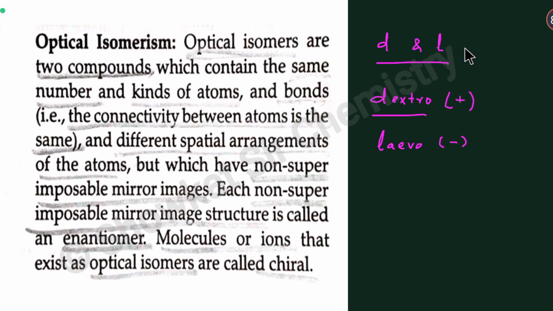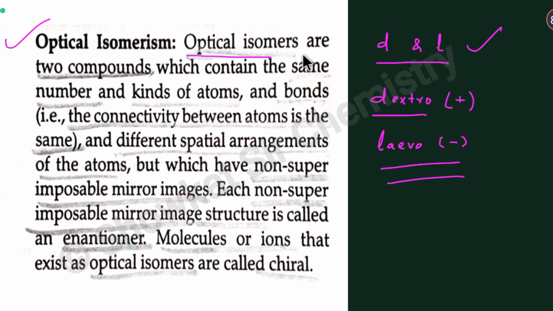But here, in the case of small d and l, they are your optical isomers. One is dextrorotatory, another is levorotatory. They are those stereoisomers which are optically active. One is dextro, another is levo. So what is optical isomerism? I have written it down here.